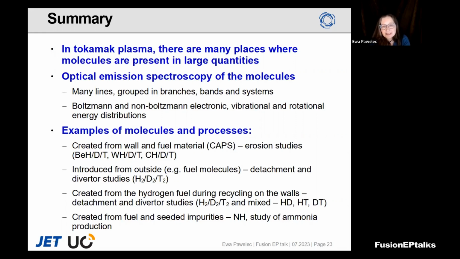And most important in the case of JET are the erosion connected metal hydrides. There are fuel molecules and recycling molecules from the walls, hydrogenic ones, and they are created from the seeded impurities like nitrogen hydrides. And that's the story for today.